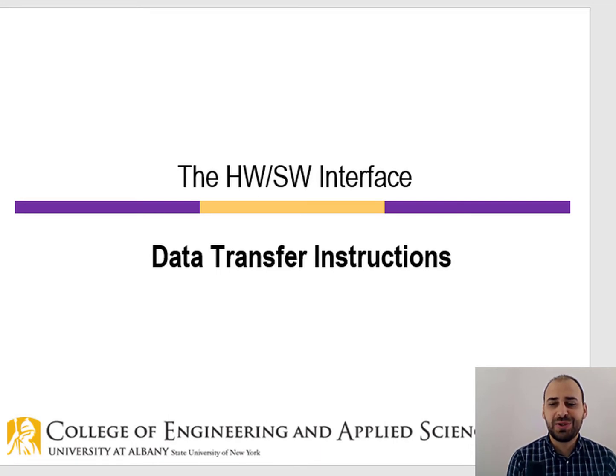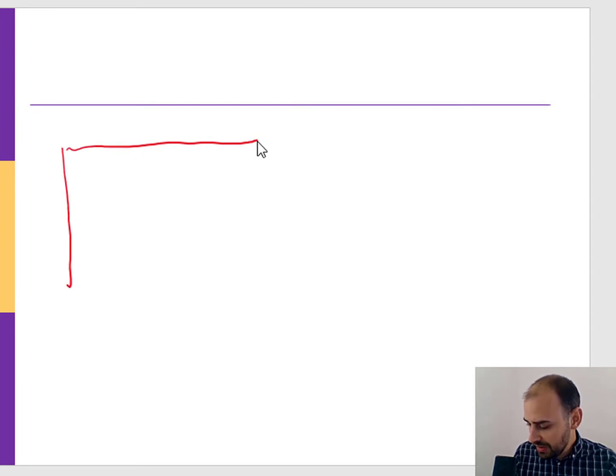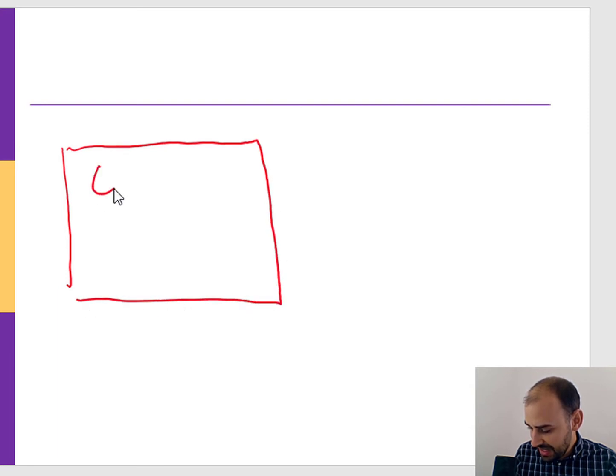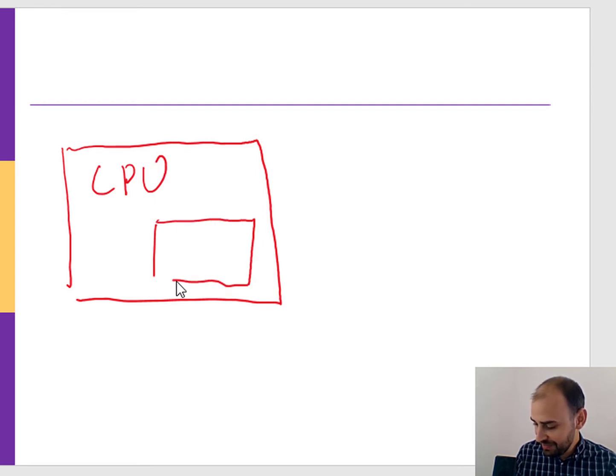Data transfer instructions. And to set up this topic, let's do a little bit of a drawing here. We had previously talked about registers, particularly CPU registers. And one thing to note about our CPU registers is, as the name suggests and tells us, they are actually part of the CPU. Right, we've got our register file. Here it's part of the CPU.